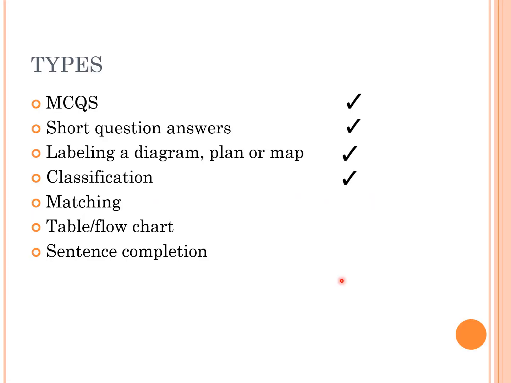We have learned about different types of questions that are involved in the IELTS listening test. We have learned about the MCQ type, short answer questions, labeling a diagram, map, and classification. You can find the links of these videos at the top of the screen. Today we are going to discuss matching, table and flowchart completion, and sentence completion. So let's begin.